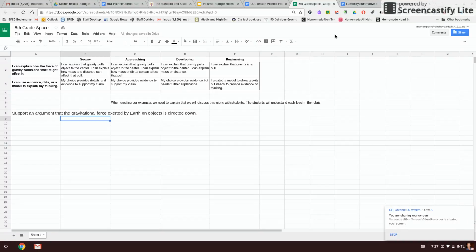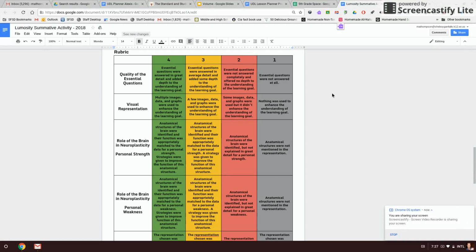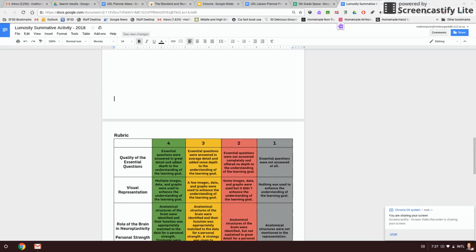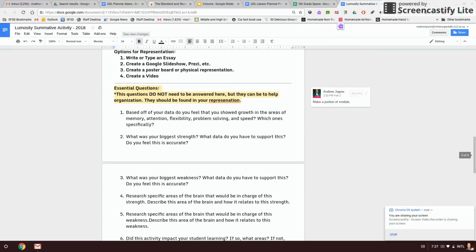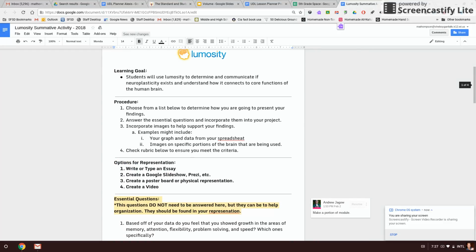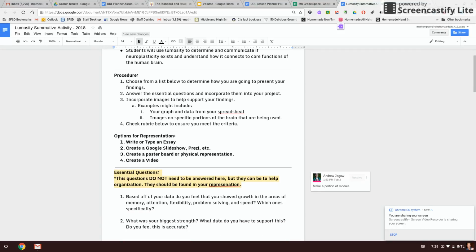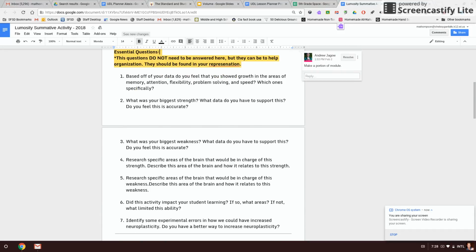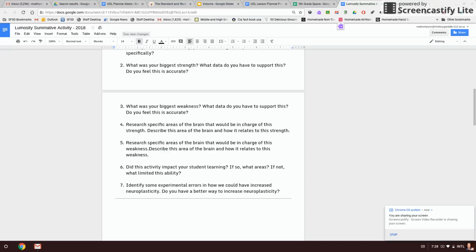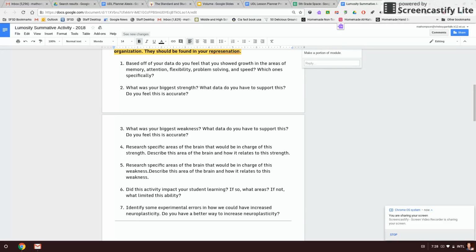As we continue to move forward here, we've got another science rubric, this one a little bit more complex because what we're dealing with here is a rubric for a summative assessment. And what we've got is a learning goal about understanding how to use luminosity to understand neuroplasticity and how that connects to core function of the human brain. The teachers outlined their procedure here, but then they've done something very smart here. They've created, I think, essential questions to guide students' learning, essential questions that will be addressed in the rubric.